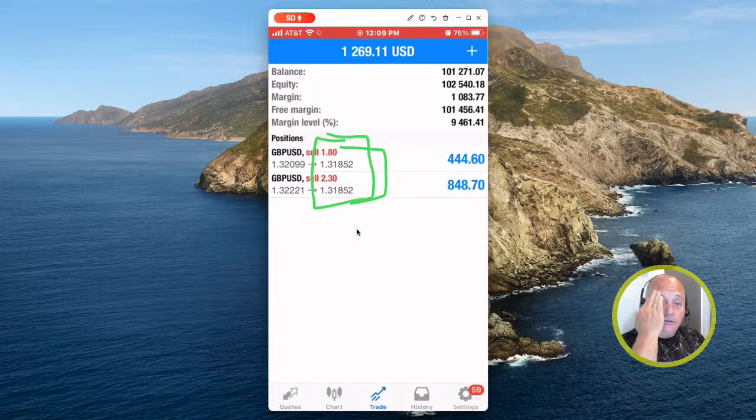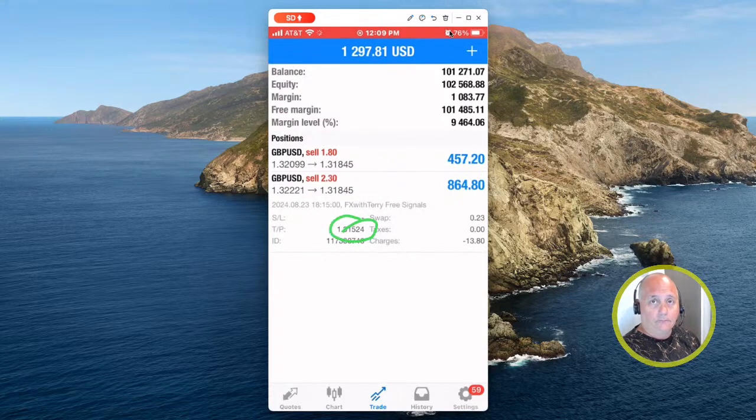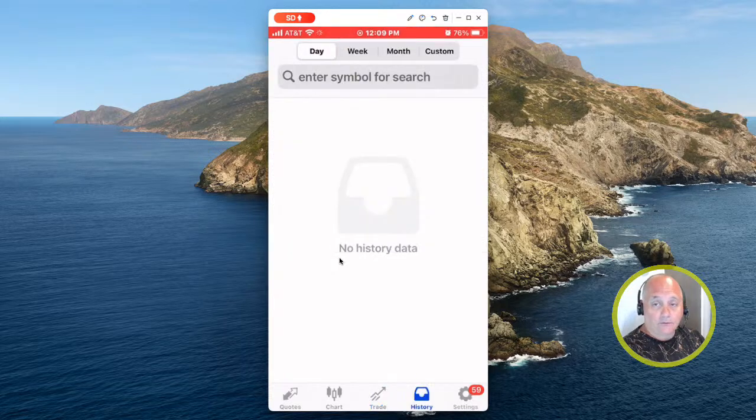But had you jumped into a GBP USD sell trade at this point, and especially if you set it at this take profit that it's showing, 1.31524, that is freaking awesome. You're doing awesome. Okay. As far as the history goes, there's nothing closed overnight.